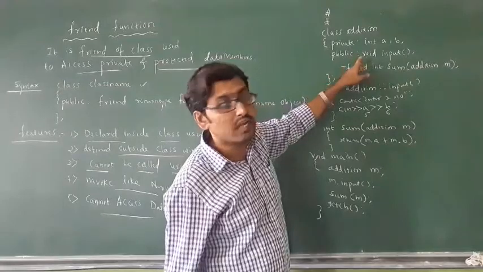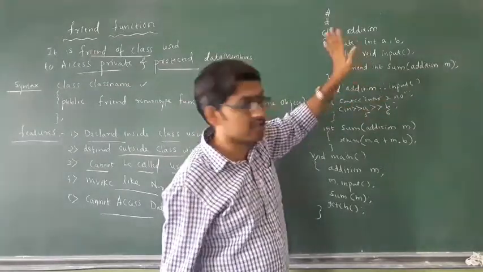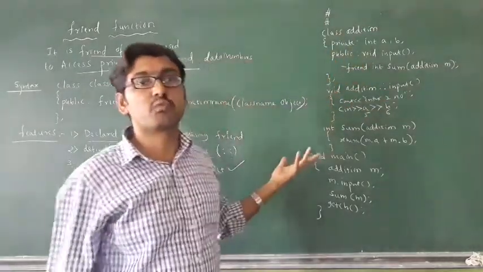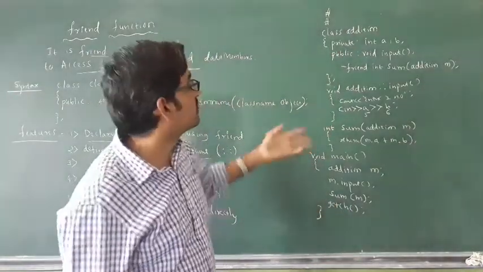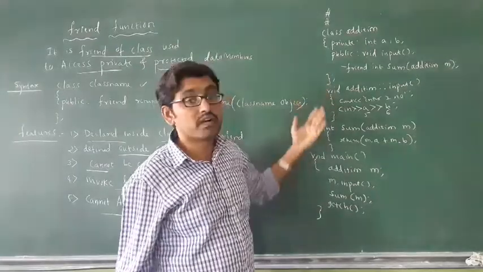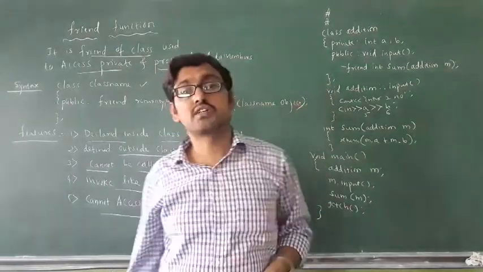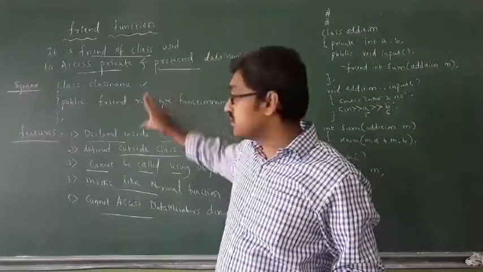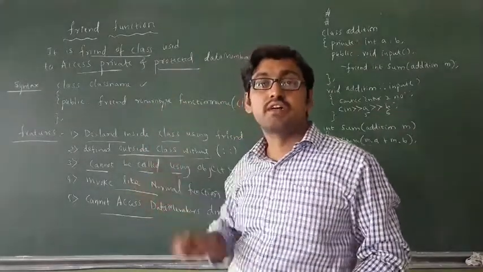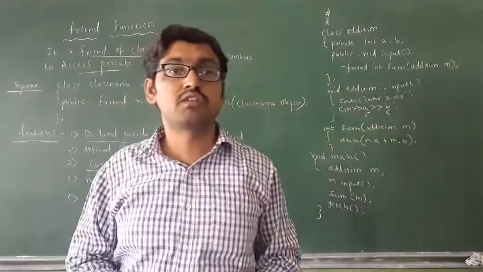Don't use the scope resolution operator. Don't use the scope resolution operator. Okay, this is what you have to remember. This is about a friend function. These are the friend functions, the syntax of friend function, and the characteristics of friend function. Okay, this is about a friend function.